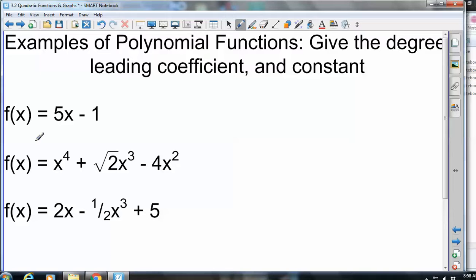So on the first one here, what is the degree? 1. You have to look at the variable. It's just the highest exponent, so it's just a 1. Leading coefficient is just the coefficient of that term, which would be 5. My constant, the term without a variable, negative 1.